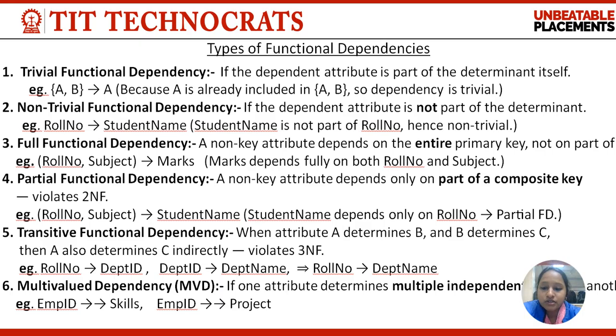And in full functional dependency, a non-key attribute depends on the entire composite key. Next is partial dependency. A non-key attribute depends on part of a composite key. This violates 2NF. And transitive dependency: if A determines B and B determines C, then A indirectly determines C. This violates 3NF. Multi-value dependency: one attribute determines multiple independent values of another.